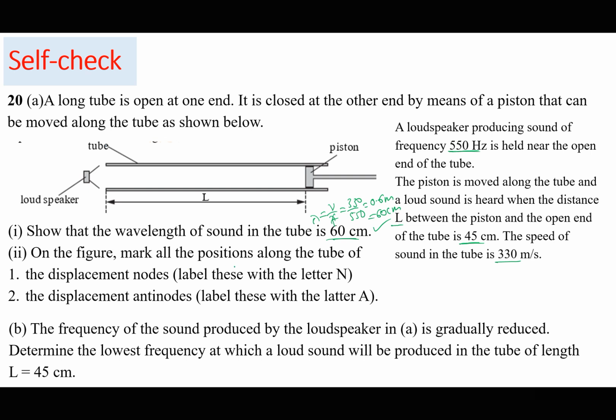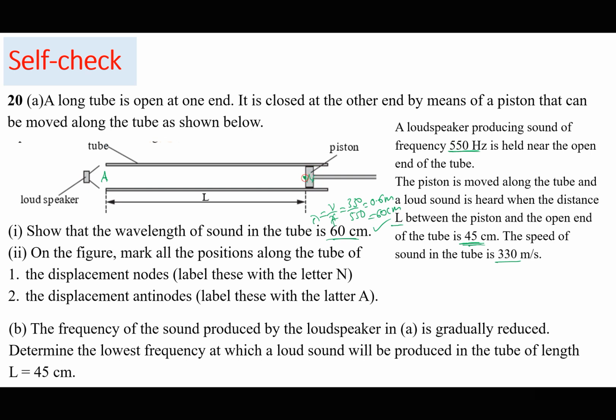On the figure, mark all the positions along the tube of the displacement nodes. Label these with the letter N. The displacement antinodes, label these with the letter A. Note that length is 45 centimeters, but the wavelength is 60 centimeters. So in the figure, we are going to mark all positions along the tube where the displacement nodes and antinodes are formed. Of course, we know there must be an antinode here at the open end, and there must be a node at the closed end.